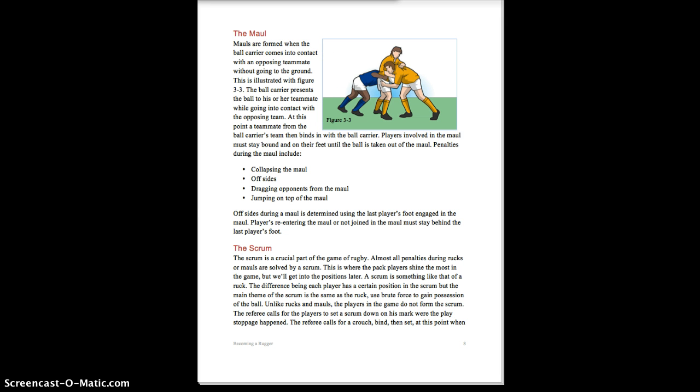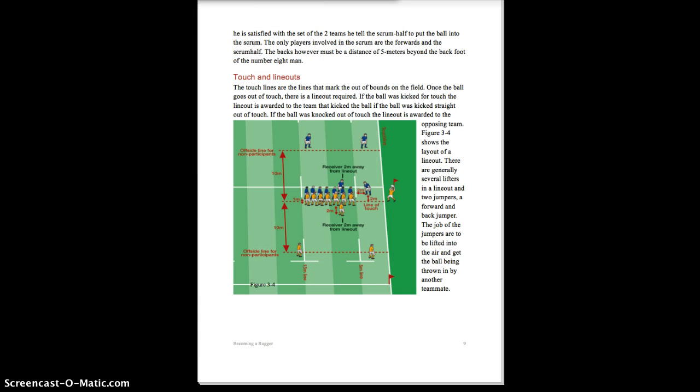A scrum is a big part of the rugby game. Usually games are started with a scrum in midfield if the kick doesn't go more than 10 meters. Scrums usually involve the team's forwards, and the one back that's involved in the scrum is the scrum half. The backs, however, must be a distance of 5 meters beyond the back foot of the number 8 man. But we'll get into that later in positioning.